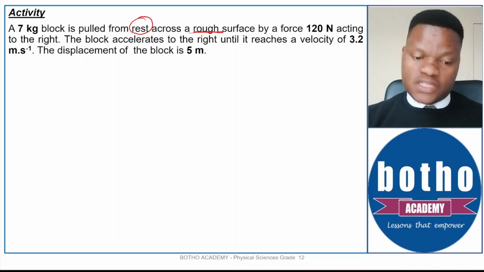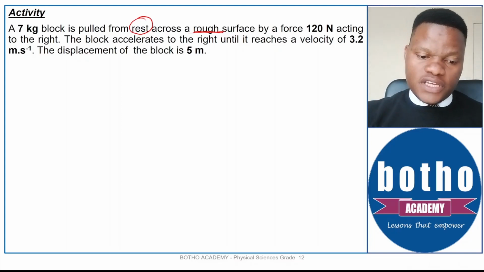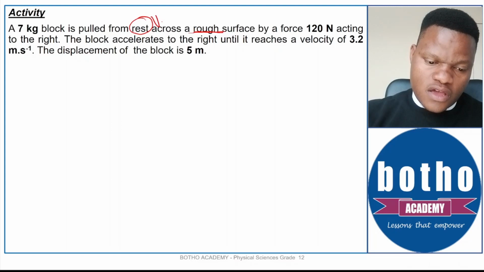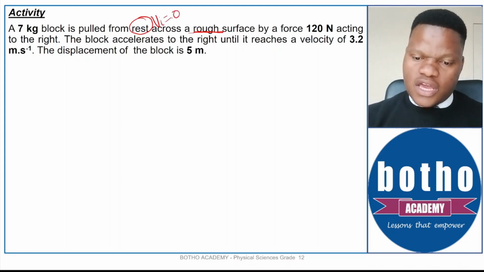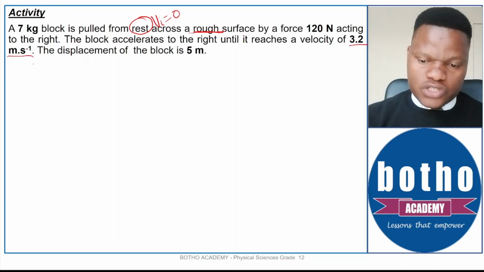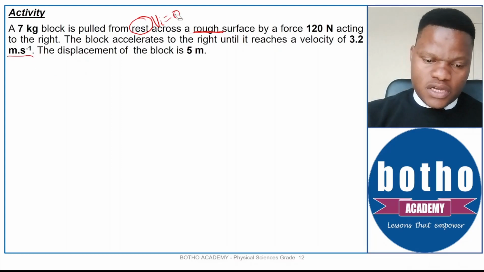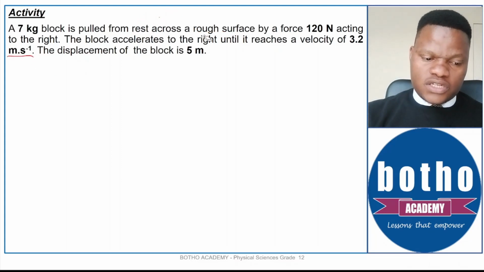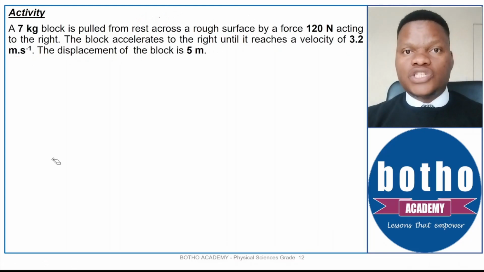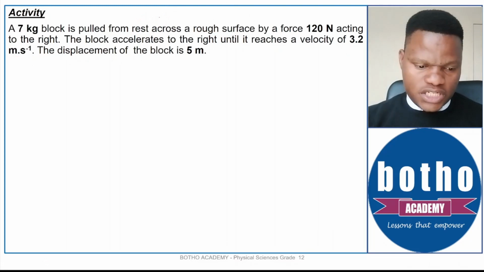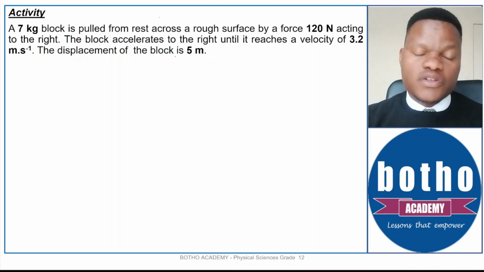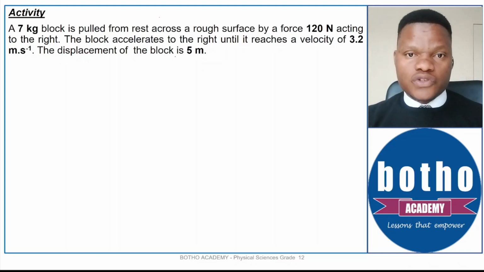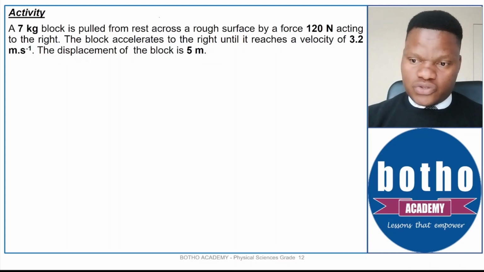So we have two velocities here again. The initial velocity, as we saw here, rest means the initial velocity is equal to 0, and then we also have the final velocity, which is 3,2 meters per second. All right, so we have the two velocities that are required in the calculation of change in kinetic energy. The displacement of the block is 5 meters. Okay, the block is moving to the right, so we expect that the displacement is to the right.